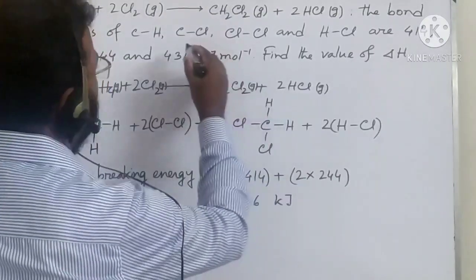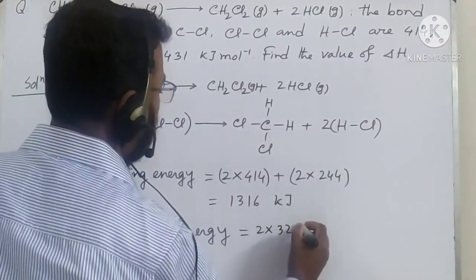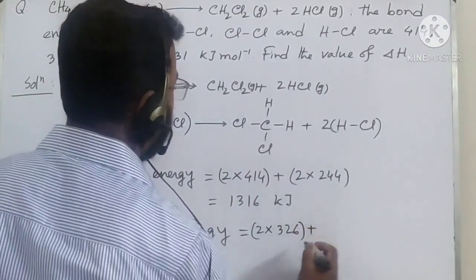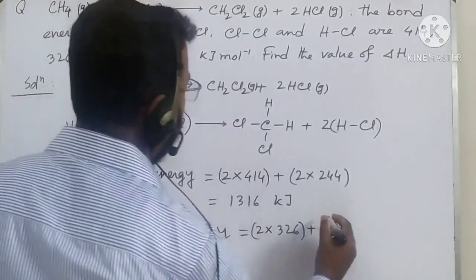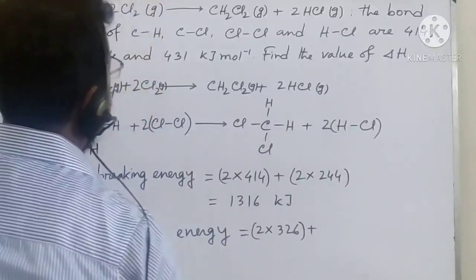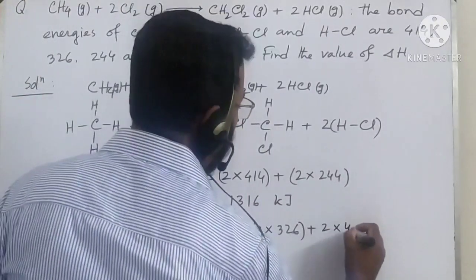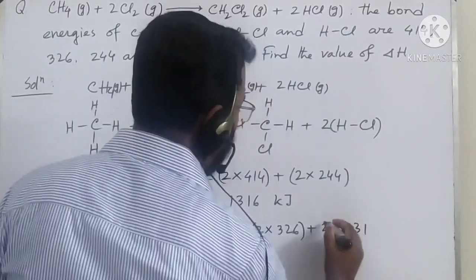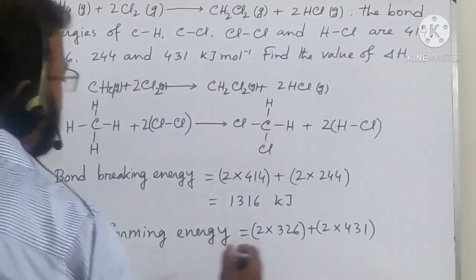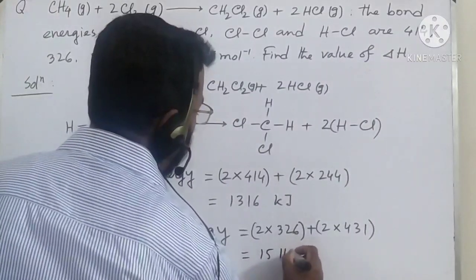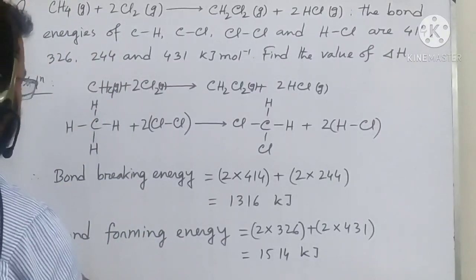Carbon-chlorine, everybody knows that the bond energy is 326, then plus hydrogen-chlorine, the bond energy is 431. So it will be multiplied by 431. Now if we multiply and then add, it will be 1514 kilojoule. Okay, now what will be the del S?